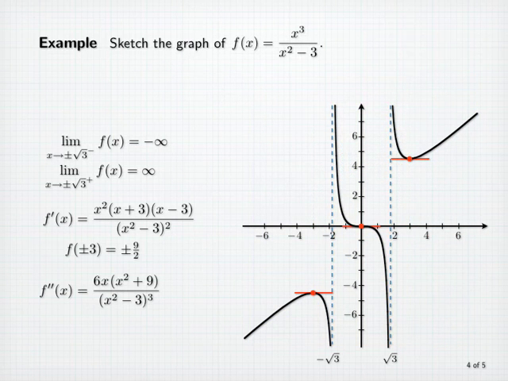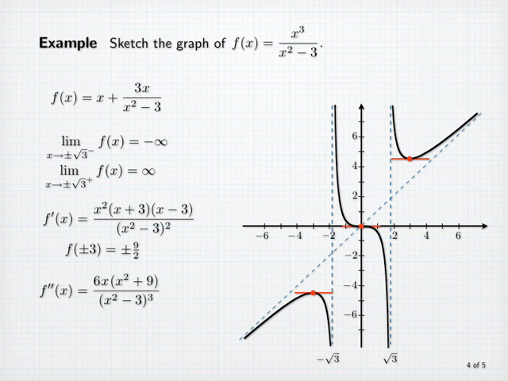Now we remark here that there's an additional structure in this graph which is often called a slant asymptote. In fact, for large values of x, the graph is close to the line y equals x. To see why this is so, notice that if we did long division on our function, we could rewrite it as x plus 3x over x squared minus 3. So for large values of x, the second term is very small, and f of x is approximately equal to x. In other words, the limit as x goes to either plus or minus infinity of f of x minus x will be 0.